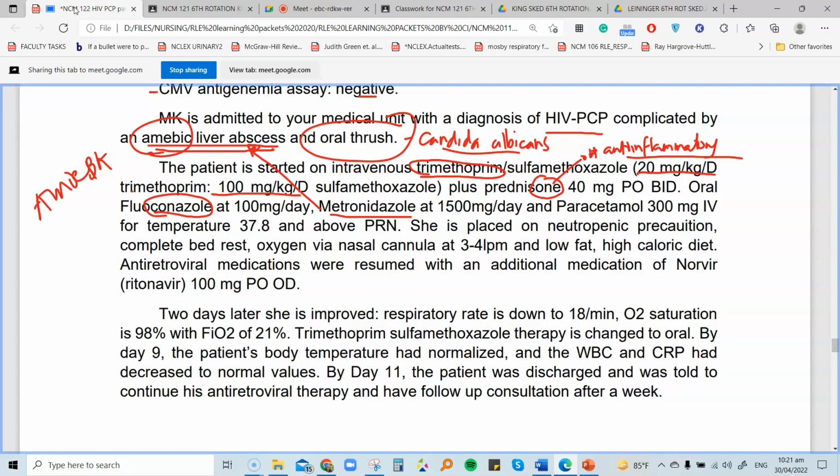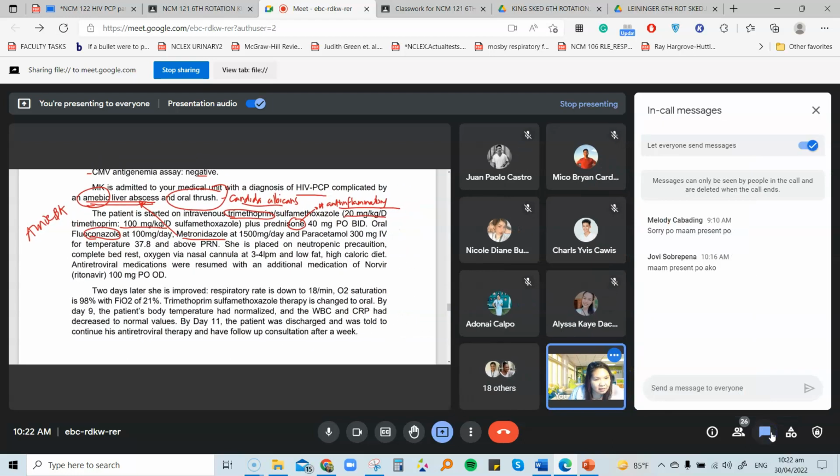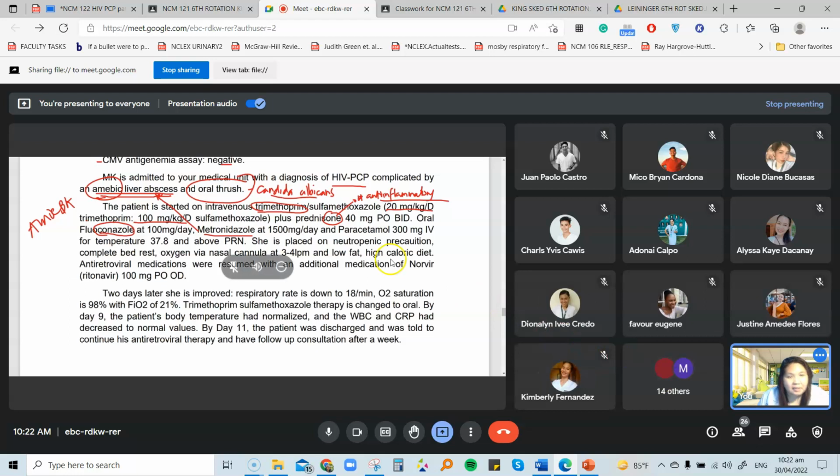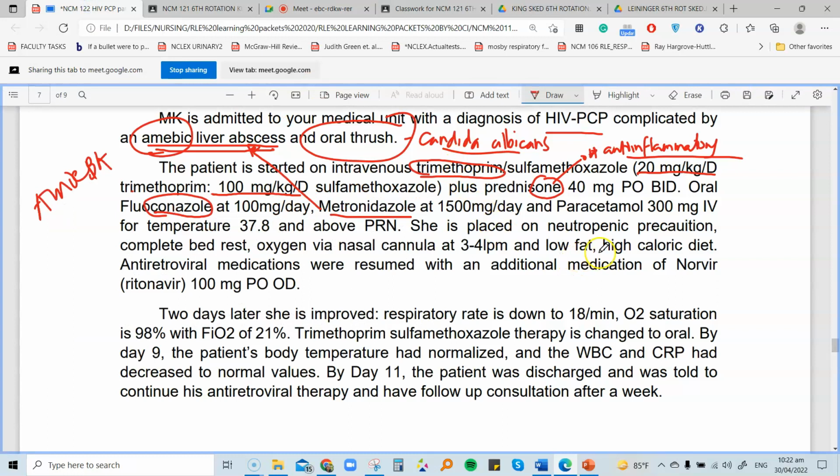What is neutropenic precaution? Who's raising the hand? What is neutropenic precaution? Who was that? Guys, do you know your transmission-based precautions? Do you even know them?